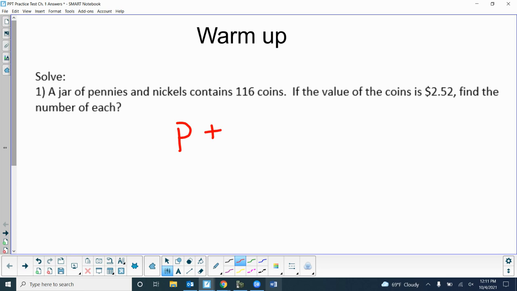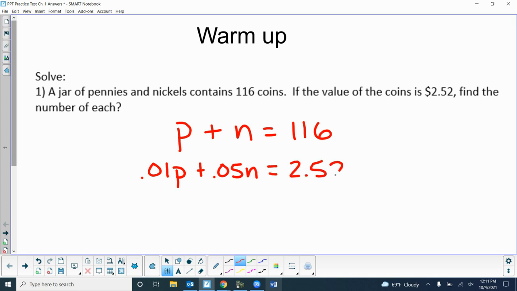Good. The number of pennies plus the number of nickels is the number of coins. Good. Okay, the other one is what, Jocelyn? 0.01 P plus 0.05 N equals 2. Good. You know what each coin is worth? And it told us that the total was $2.52. Again, I don't usually use the decimals like Jocelyn did, but nothing wrong with that. I usually just put 1, 5, and 252. Don't use the decimal points at all. Okay, either way is fine.